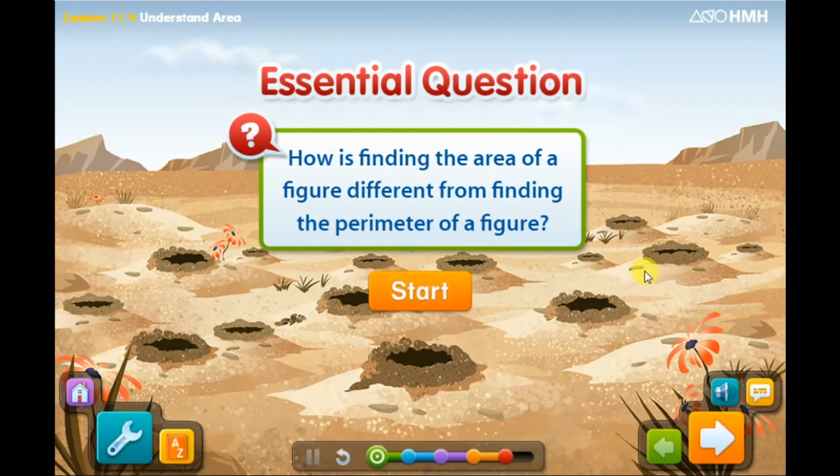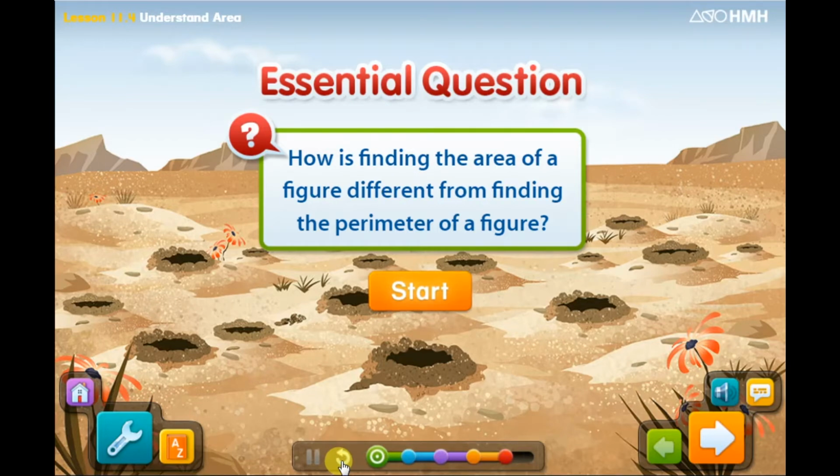Today's episode is about understanding area. Topic, lesson 11.4. Okay, let's see the most important and essential question here. How is finding the area of a figure different from finding the perimeter of a figure?